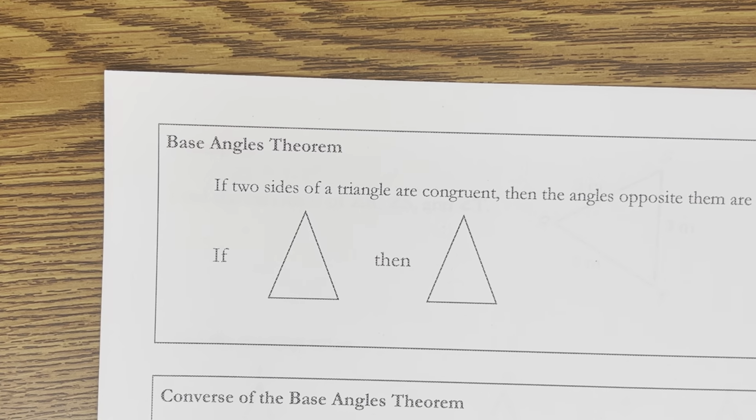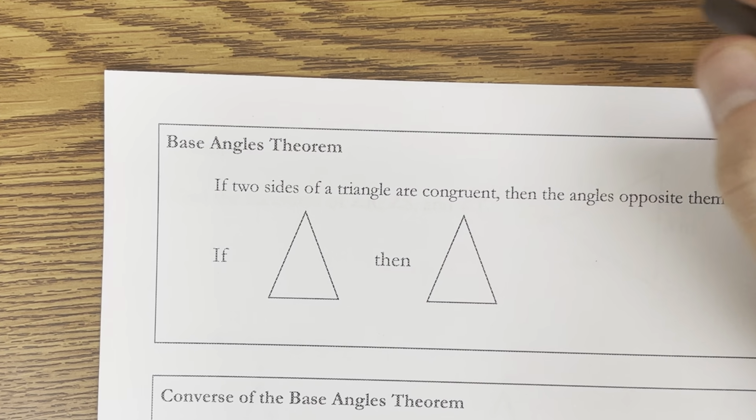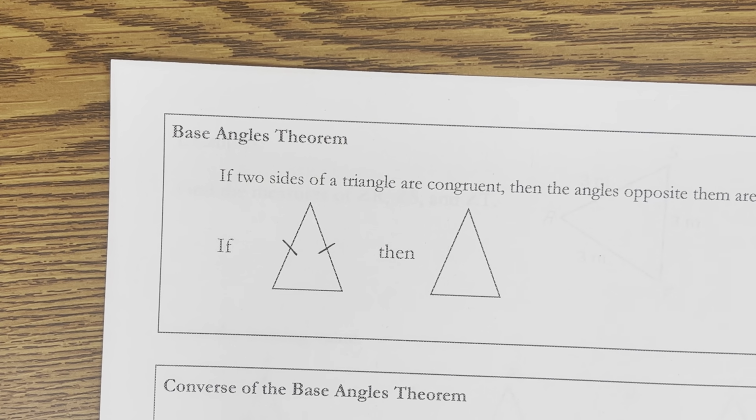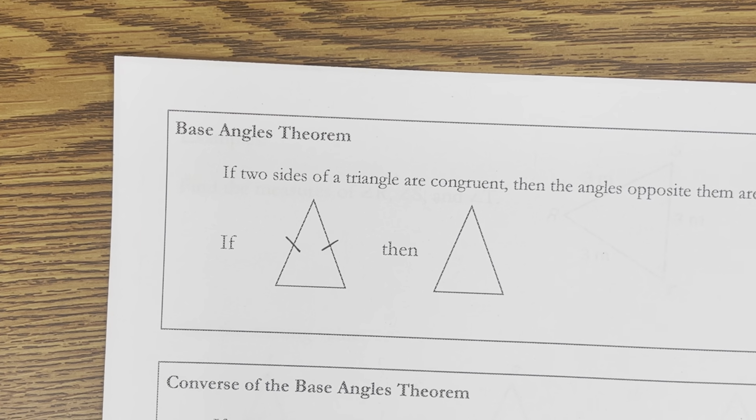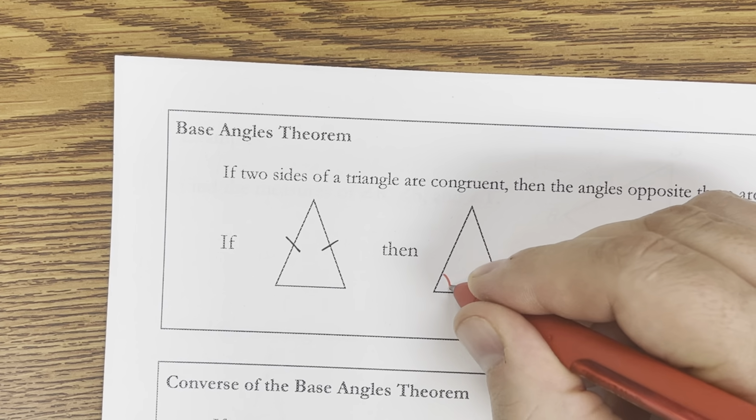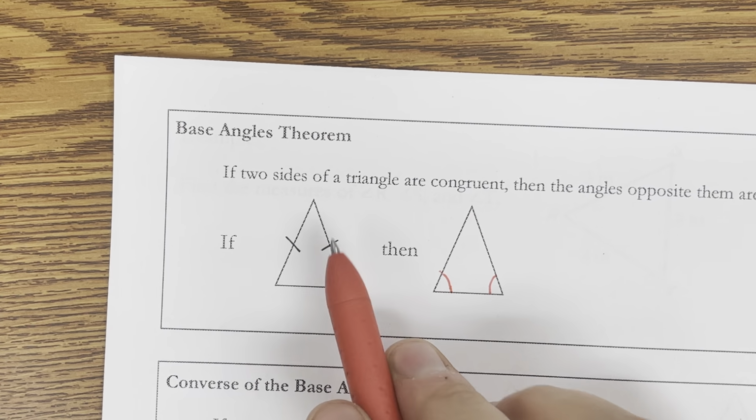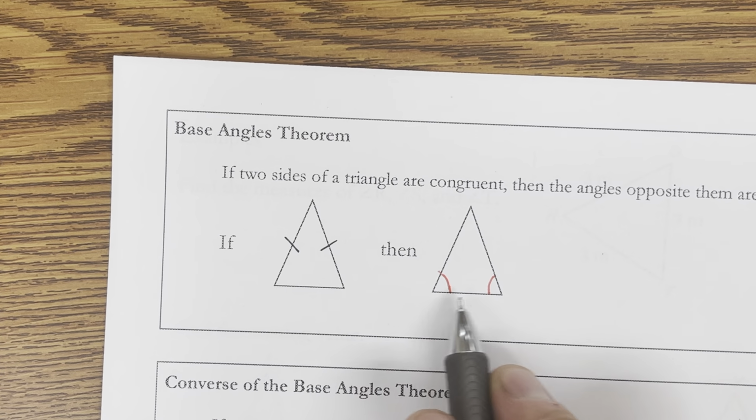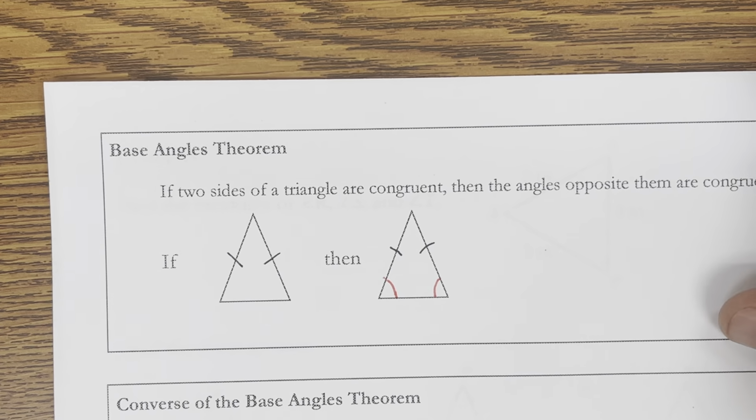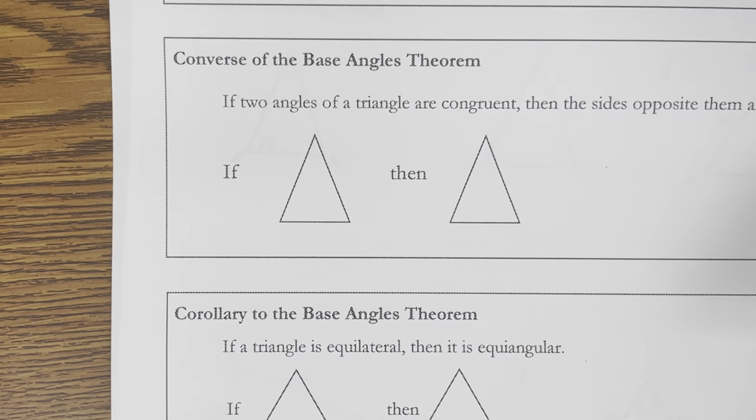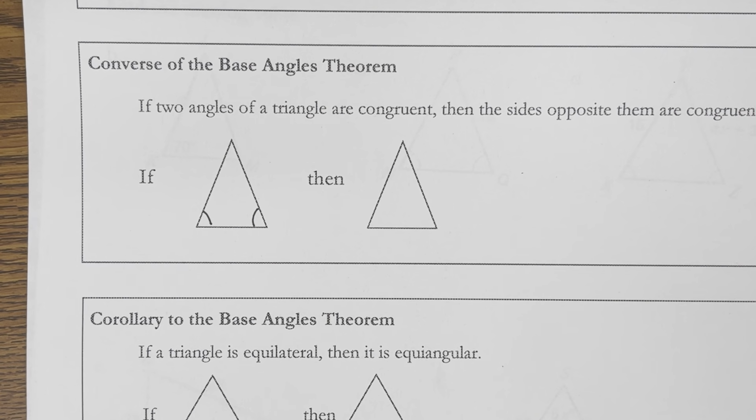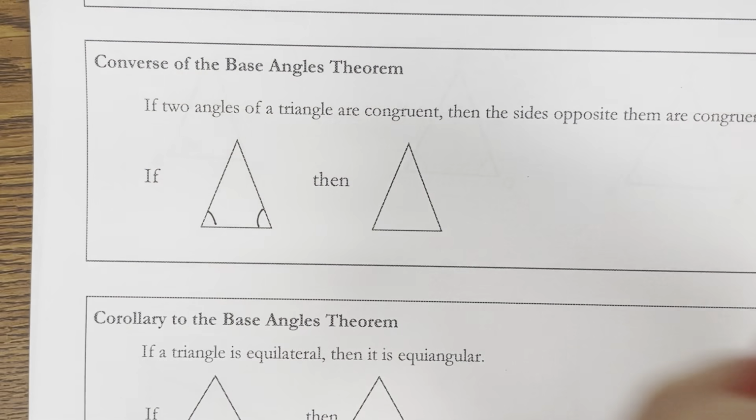So our first theorem is the base angle theorem, and it states if two sides of a triangle are congruent, so I'm going to mark these two sides congruent, then in red, the two base angles or the angles opposite them are congruent. So since it had two congruent sides, it also has two congruent angles. So I could keep those tick marks there. And the converse of that directly states that if two angles of a triangle are congruent, so if it has two congruent angles, then the sides opposite them are congruent.